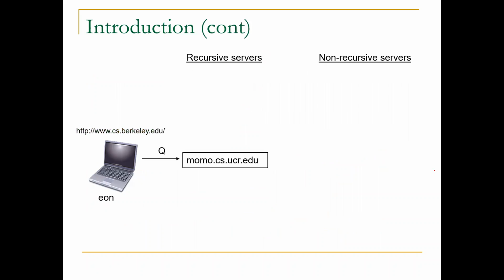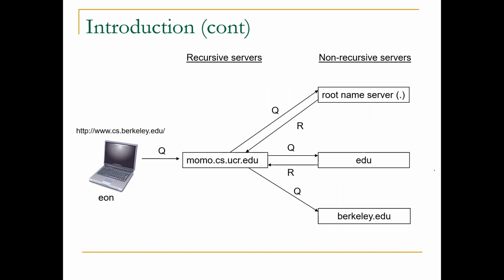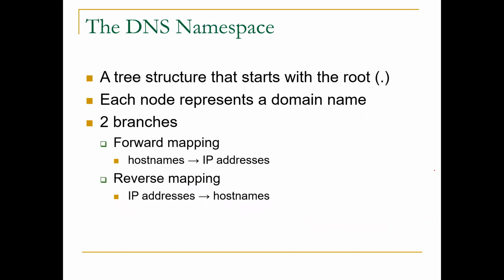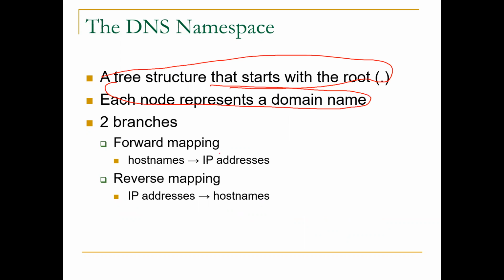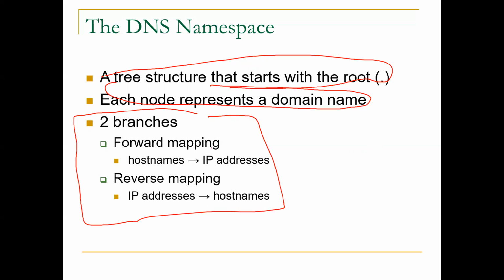We've already talked about recursive and non-recursive queries. We have talked about the DNS namespace: it is a hierarchical, tree structure that starts with the root, and each node represents a domain name. There are two branches of DNS: one is forward lookup and one is reverse lookup. Forward lookup does hostname to IP address. Reverse lookup does IP address to hostname. This is also a very important concept.